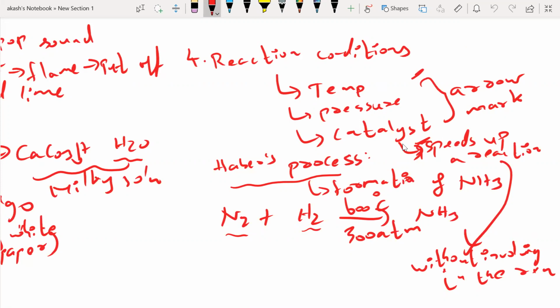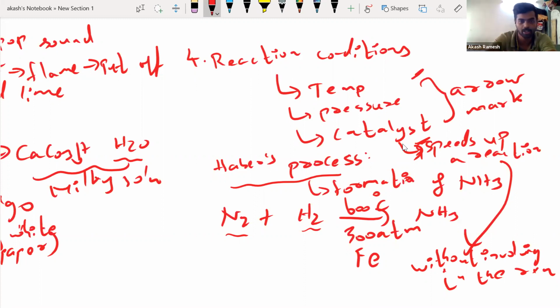Okay, good question. Yeah. So now, as I told, the catalyst again should be included here. So you already included temperature, you already included pressure. The catalyst also can be included. The catalyst is iron, Fe. Okay. So in the arrow mark only, you have to write all these things. Okay. So I told you the reaction conditions can be pressure, temperature, catalyst, and they are going to be included only at the arrow mark. Okay, now this is an example you can have.